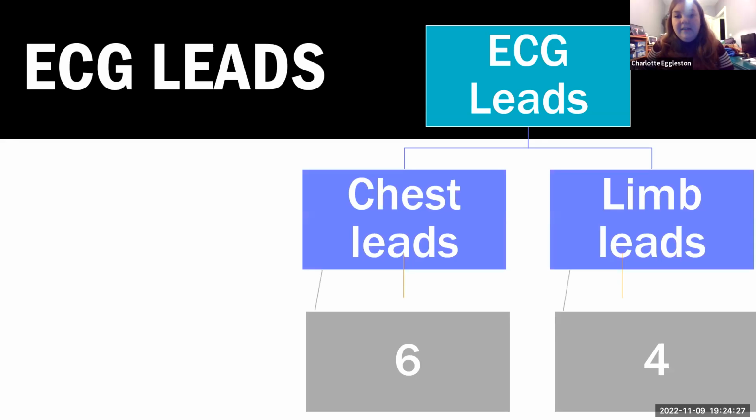So our leads, we've got 6 chest leads and 4 limb leads. They're the kind of stickers that we're going to put on, and that will give us our variety of views. Our limb leads, does anyone know, if you can shout out what the limb lead colours are and where we tend to put them when doing an ECG?